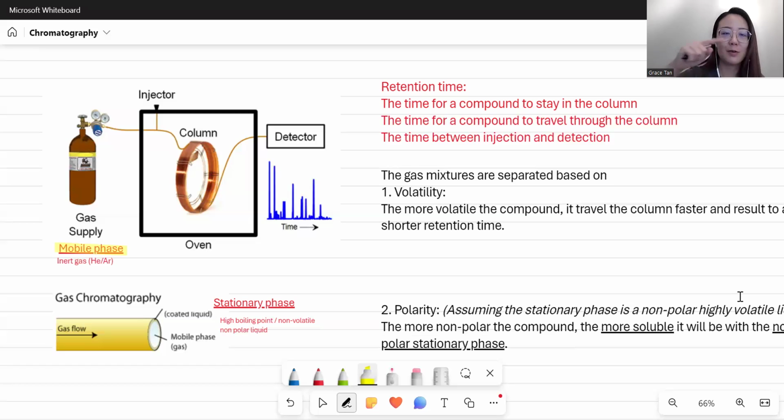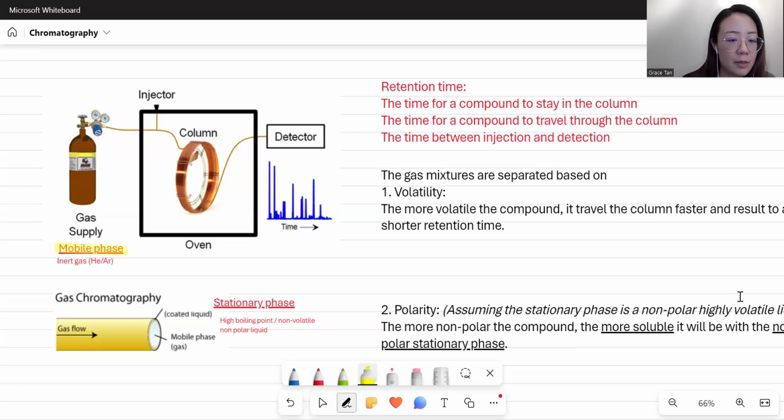That's the reason why it is so long. So it's just like running a marathon. The longer the marathon, the better you can separate your runners. The shorter the marathon, the less you are able to separate the runners properly. Okay, so I want you to look in the close-up section of the stationary phase called the column.